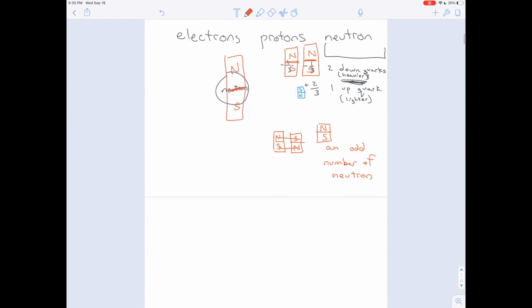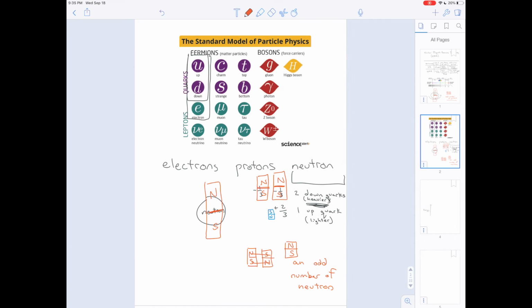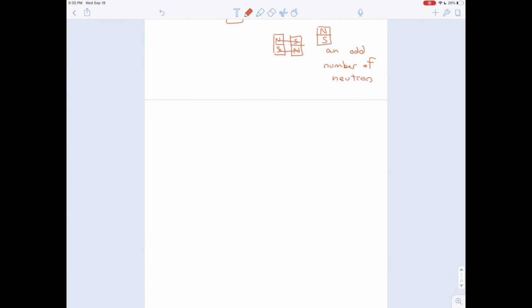Okay, so let's summarize what we just went over. We just determined that if a nucleus has magnetism, it behaves like a little bar magnet if you have an odd number of protons, because then the little bar magnets don't all cancel each other out, or an odd number of neutrons. For the same reason, the little bar magnets on the neutrons don't cancel each other out.